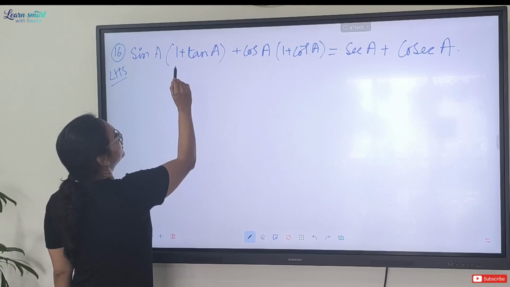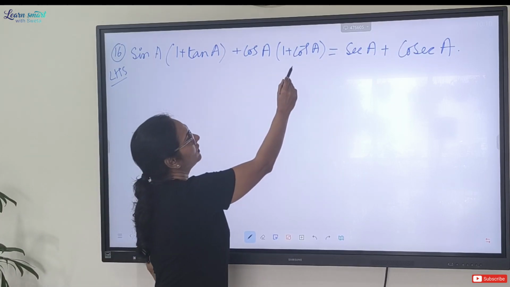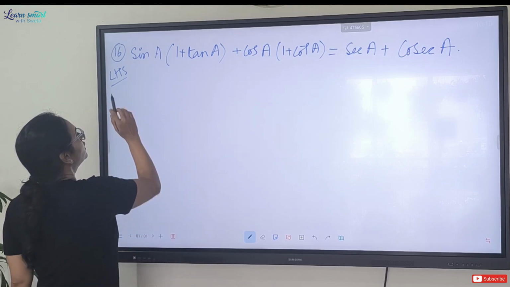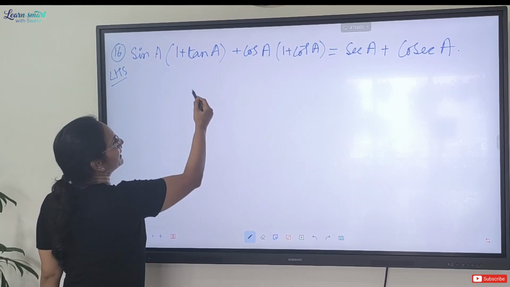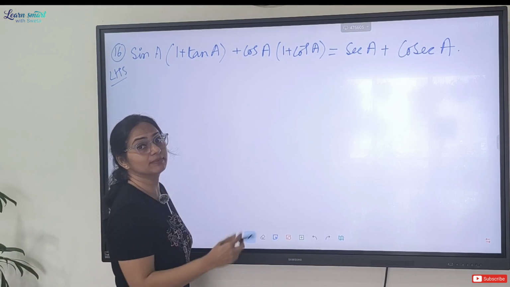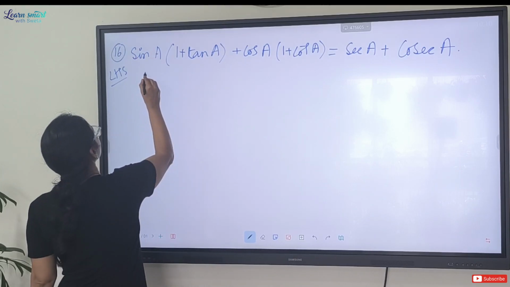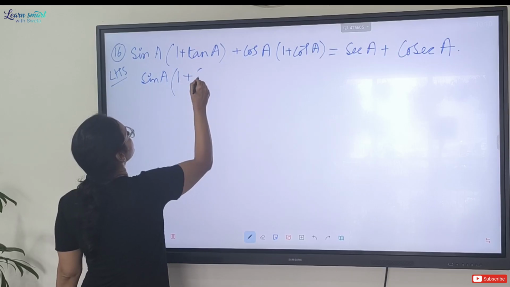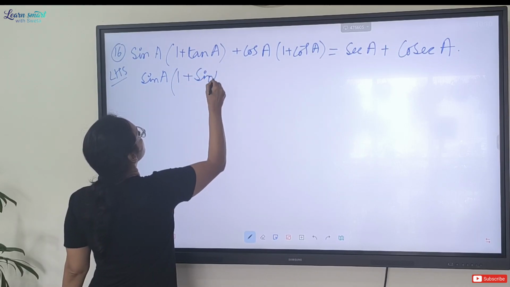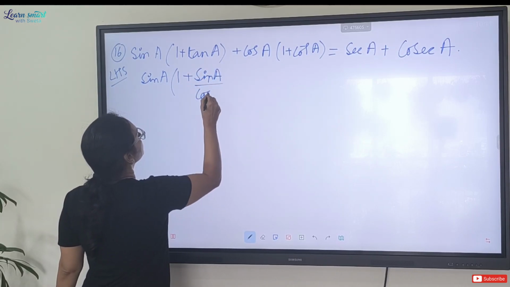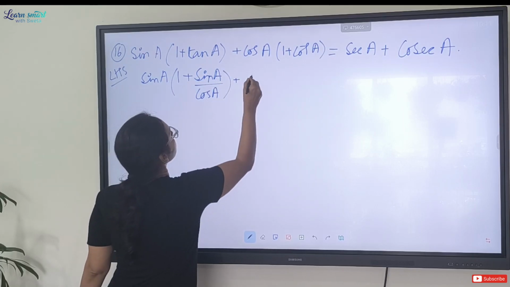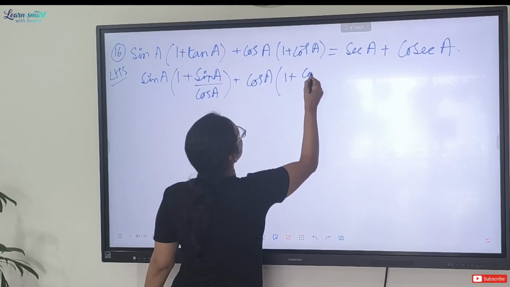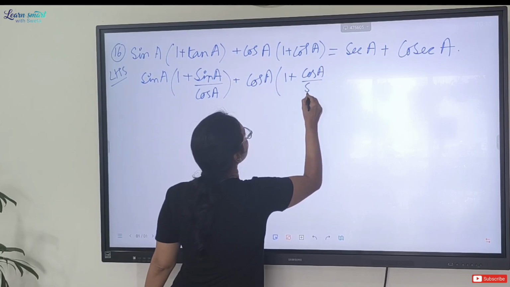The question is sin A into (1 plus tan A) plus cos A into (1 plus cot A) equals sec A plus cosec A. LHS, let's solve. So what we will do here, we will write tan A as sin A by cos A and cot A as cos A by sin A, and let's see. Sin A into (1 plus sin A by cos A) plus cos A into (1 plus cos A by sin A).